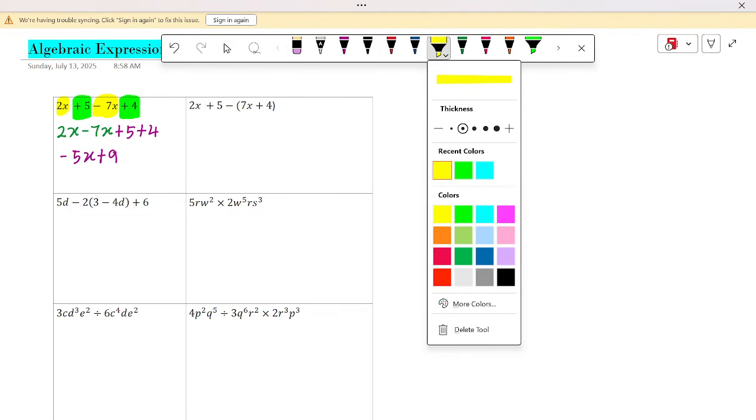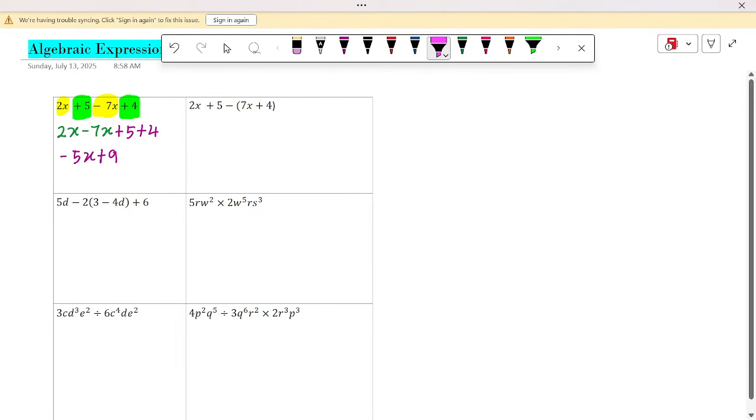Okay. The next question is almost similar. The only difference here is there's a bracket. Bracket means times. So you're going to expand the negative inside to both. So let's expand first. The first term, just rewrite 2x plus 5. Negative with positive 7x will give you negative 7x. Negative positive will give you negative 4.